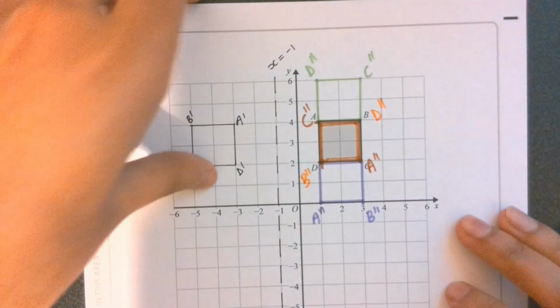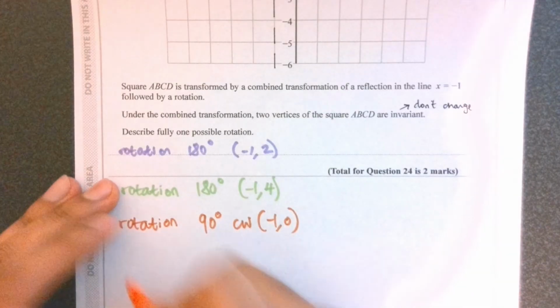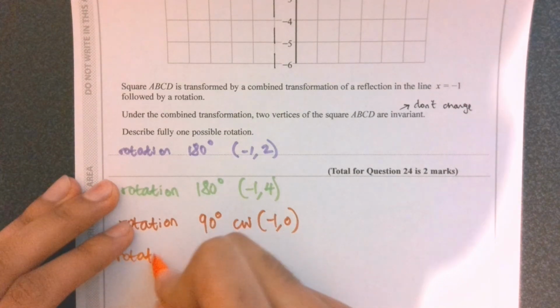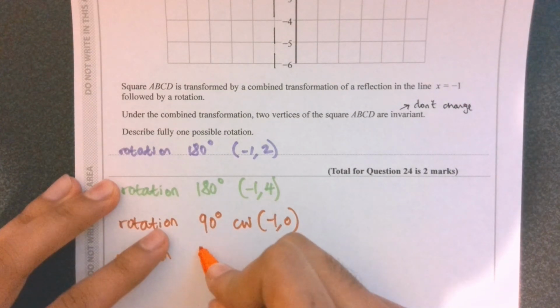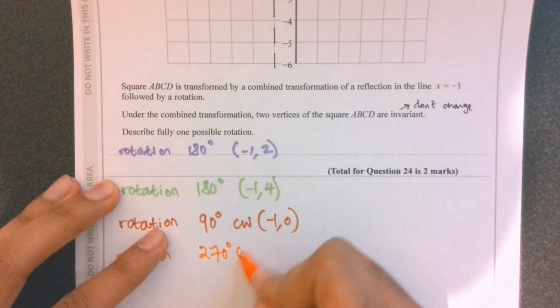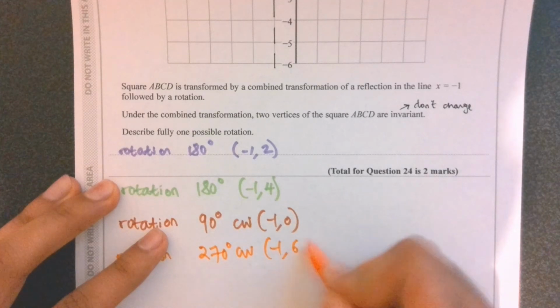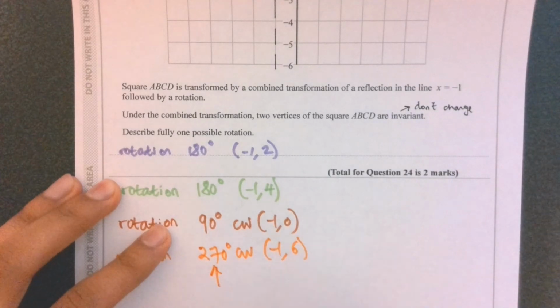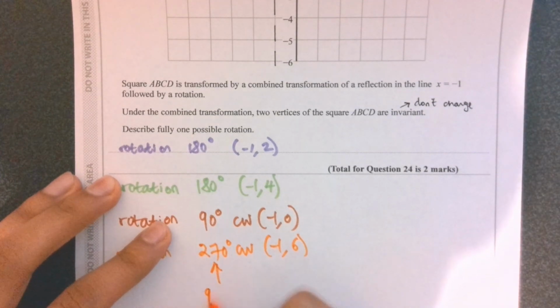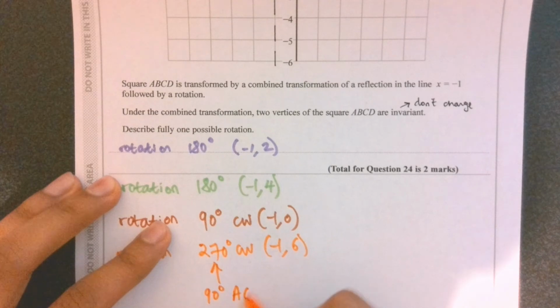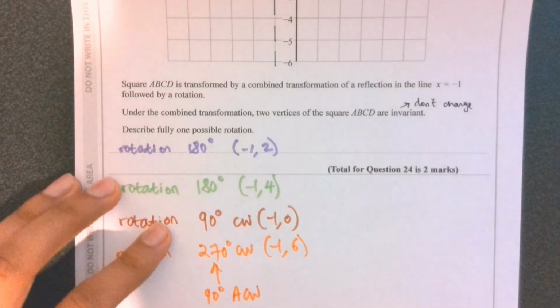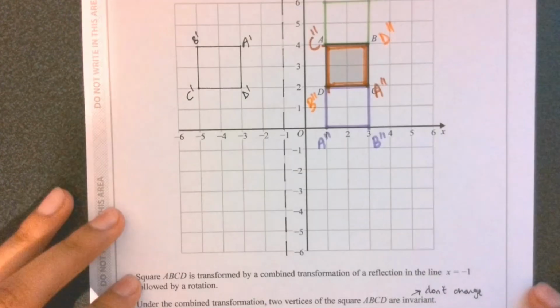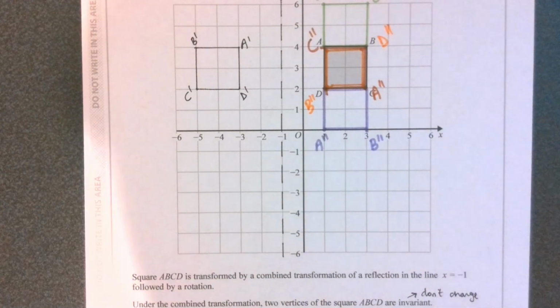So what was that? That was a rotation 270 degrees clockwise by -1/6, and instead of having a 270 degrees clockwise, we can have a 90 degrees anti-clockwise. Okay, so that's another way we can phrase that. Quite a difficult question to understand, I think, but hopefully that helped.